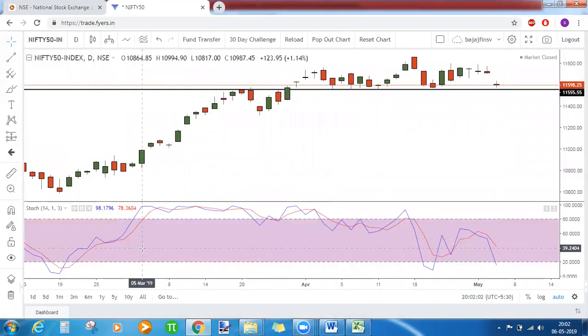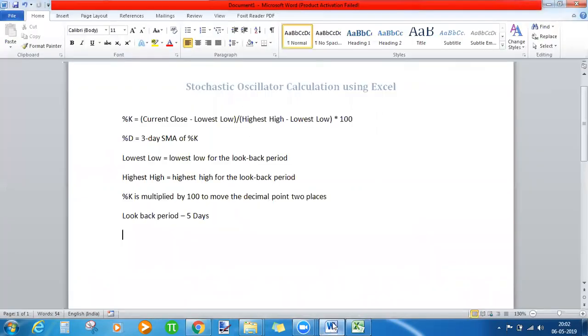So this is the stochastic oscillator where you have two lines. This blue line you call the fast stochastic and this red line you call the slow stochastic. The fast stochastic is represented by percentile K, and the slow stochastic is represented by percentile D. Now the formula for percentile K is current close price minus lowest low, divided by highest high minus lowest low, and this whole thing is multiplied by 100.